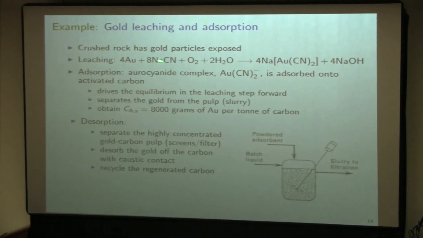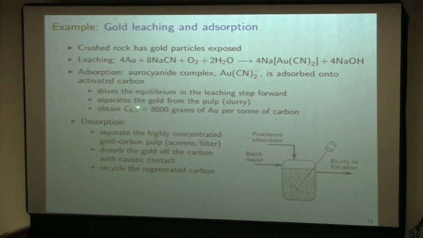And what's interesting is that you drive that equation forward even more because I'm removing this out of solution. So I'm encouraging the reaction to go forward in the direction that I want it to go even further still. So it drives that equilibrium in a desirable direction and separates the aurocyanide complex onto the activated carbon.